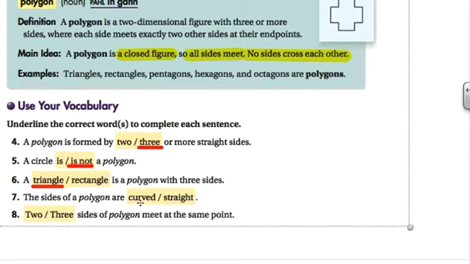Number 7, the sides of a polygon, are they curved or straight? Well, those are straight. Number 8, 2 or 3 sides of a polygon meet at the same point. Well, only 2 of those at a time meet at the same point.